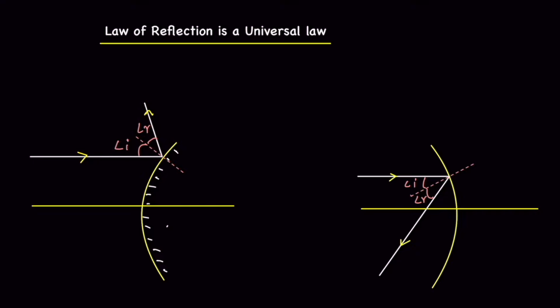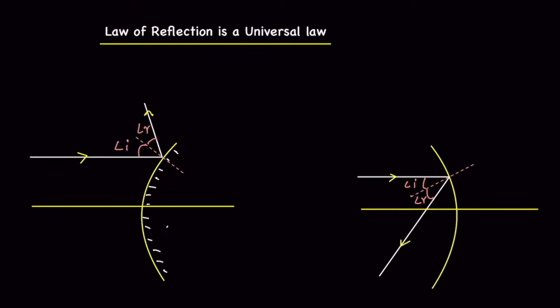Similarly, if we take a concave mirror, this is the incident ray, here is the normal. So we know that this is the angle of incidence, this is the angle of reflection. So here is the reflected ray. So the reflected ray is moving in the inward direction. So that's why it is converging in nature. I hope this part is completely clear.